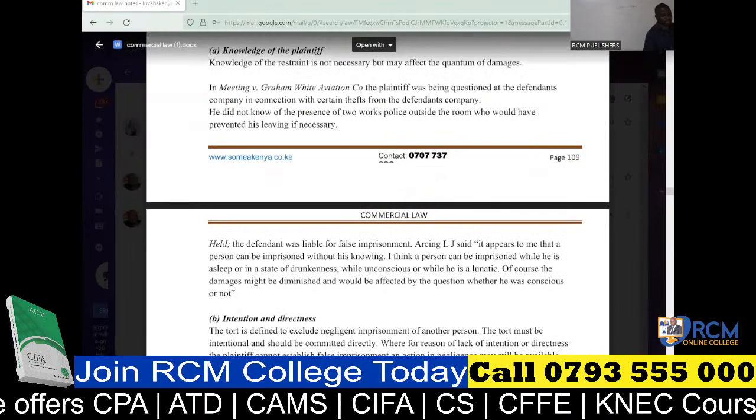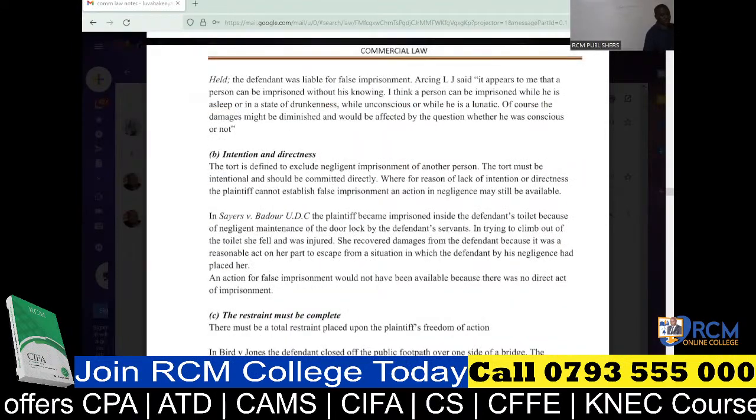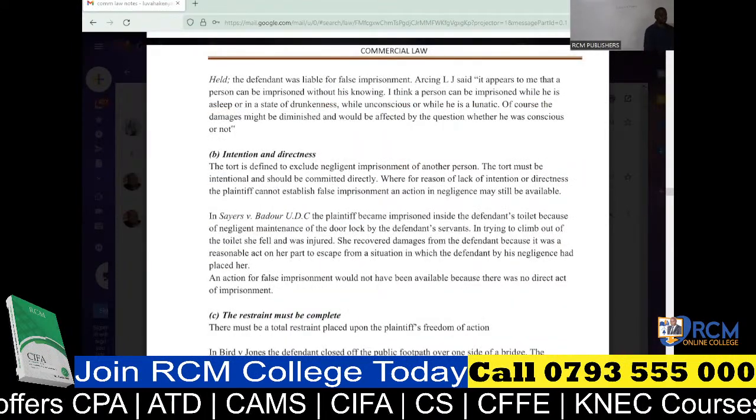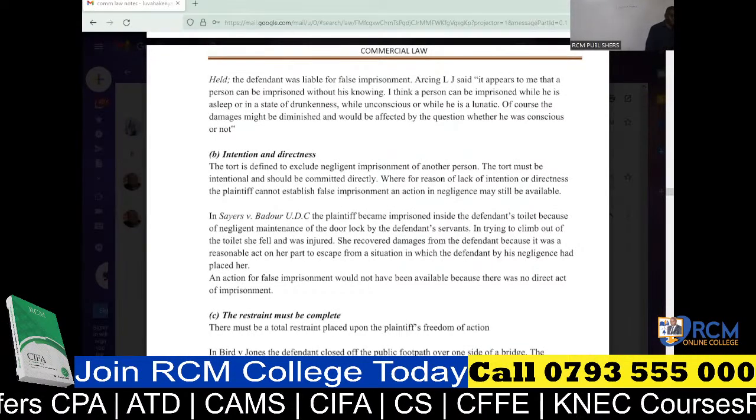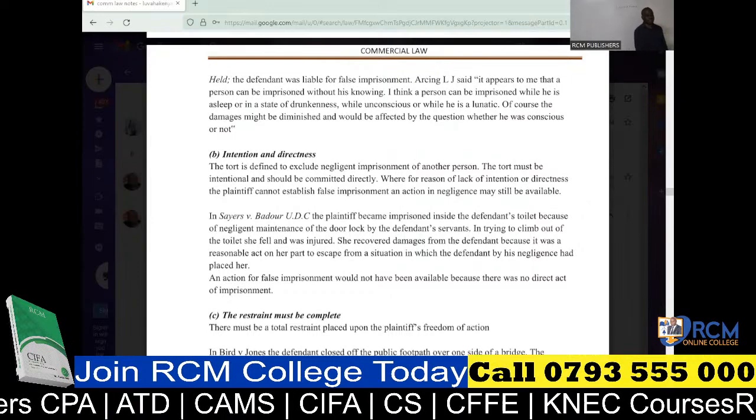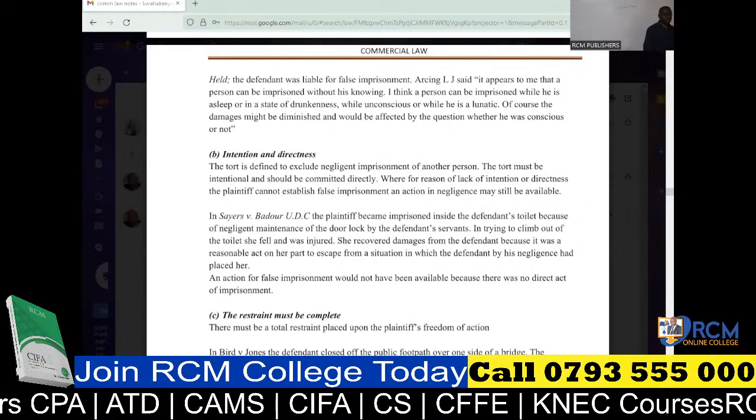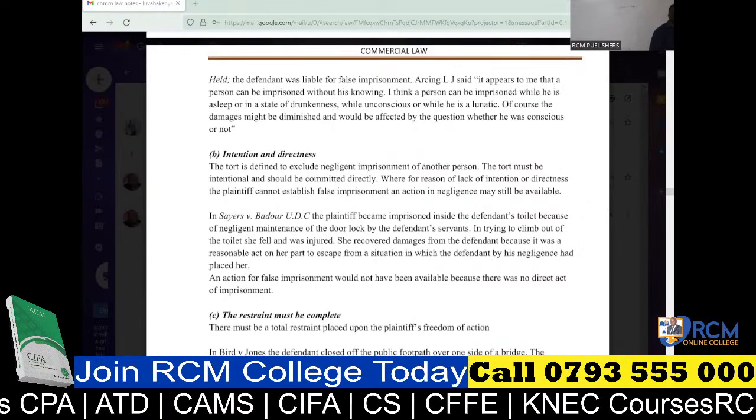So maybe you can basically be locked in a room while you are still asleep. So in such a case, those particular actions will lead to what we call false imprisonment.